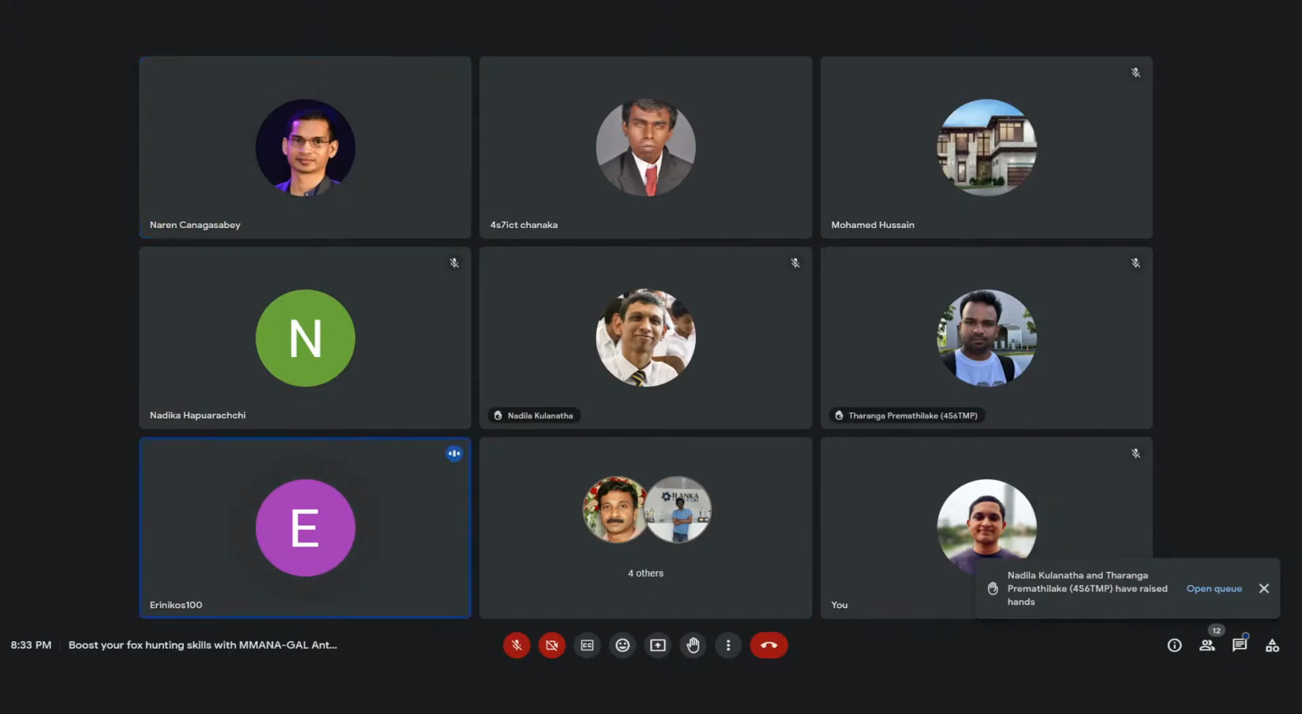What was the boom length of the 3-element, Naren? The boom length, Ron, was approximately 0.7 meters. 0.7, okay. And the Moxon would be about half of that?